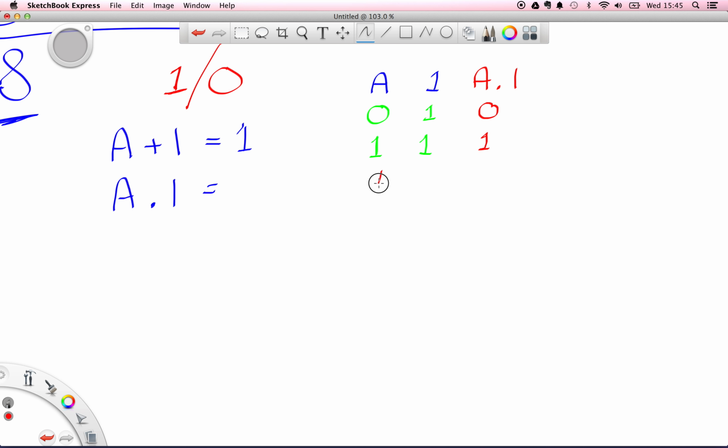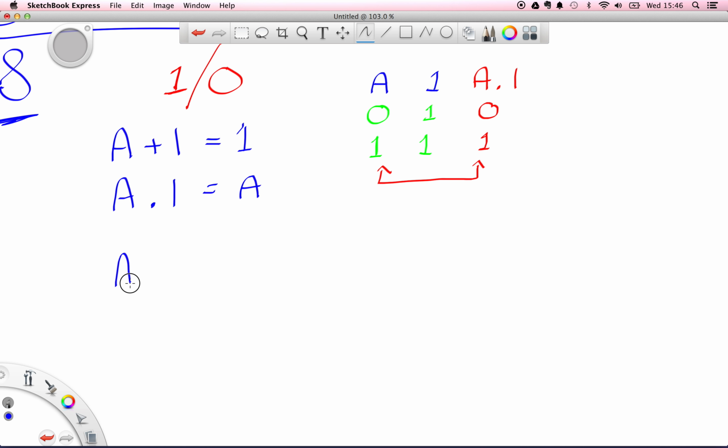Now if you notice, these two columns are the same. This is 0 and this is 0. This is 1, this is 1. So when this is 0, this is 0. When this is 1, this is 1. Therefore we can say that for this identity, A and 1 is the same as A. So this actually has no difference. So the first two identities, hopefully this truth table will help you believe it, but you just need to learn them. Okay, so that's it with 1.